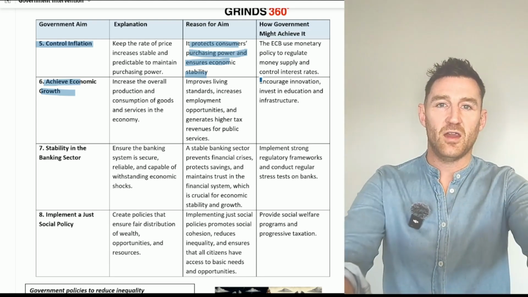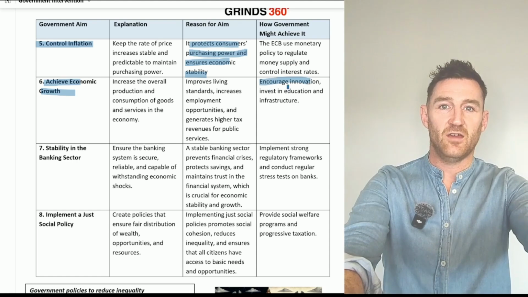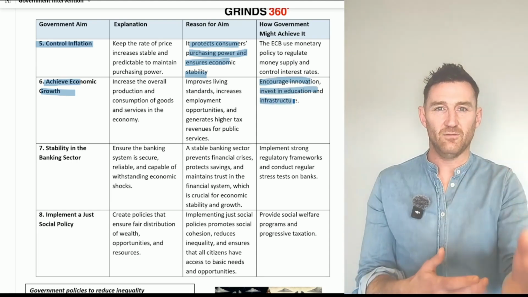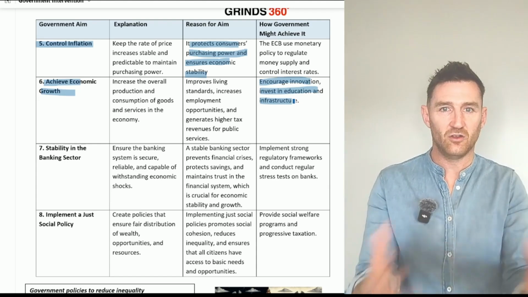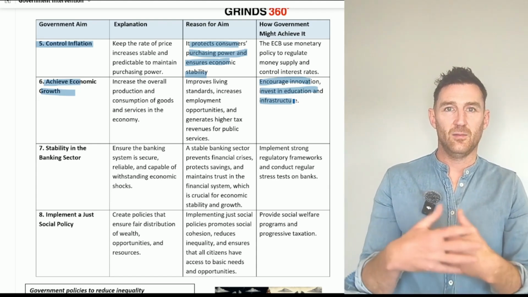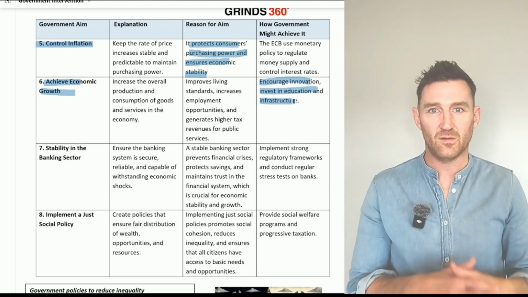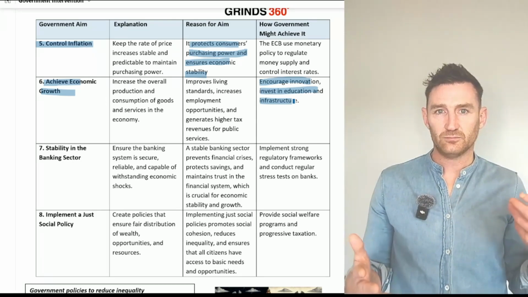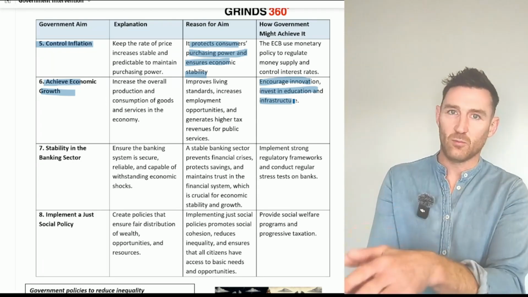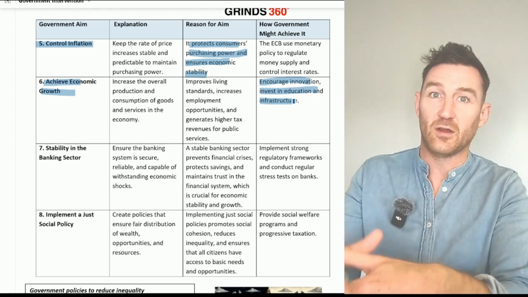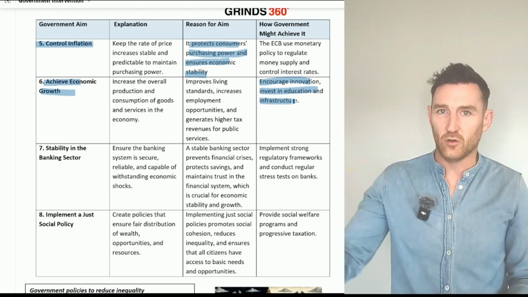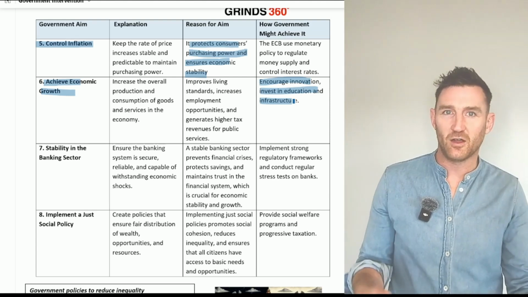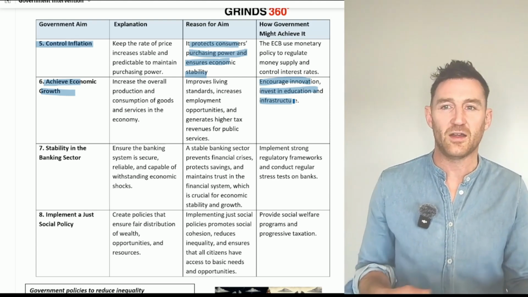How the government might achieve that, they can encourage innovation, invest in education and infrastructure. So you can see if the government encourages innovation, they might give grants to businesses. That could create more jobs. It could lead to an increase in incomes if it's successful. It could lead to a rise in spending. So if the government achieve economic growth, that might make it harder to control inflation. So those two things could be at odds with each other as well.